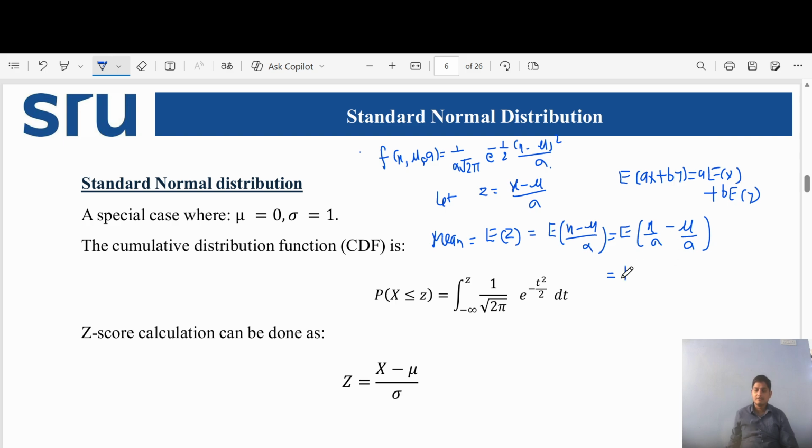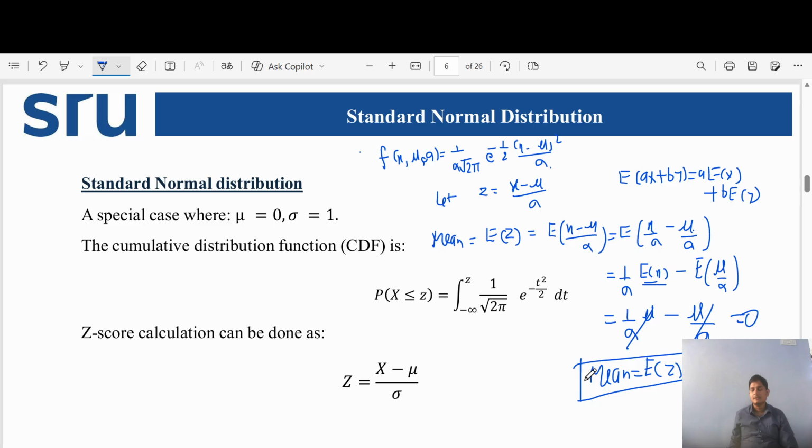So sigma is a constant, so it comes outside of the integration. Mu is the mean and sigma is the standard deviation, both are constants, so E of mu by sigma is 1 by sigma times. Expectation of x means the mean of the normal distribution is mu, minus E of mu by sigma. Since this is a constant, it has no effect. So mu by sigma is cancelled out. So expectation E of z is 0. It means if we transform the normal distribution into the standard normal distribution, then the mean is 0.